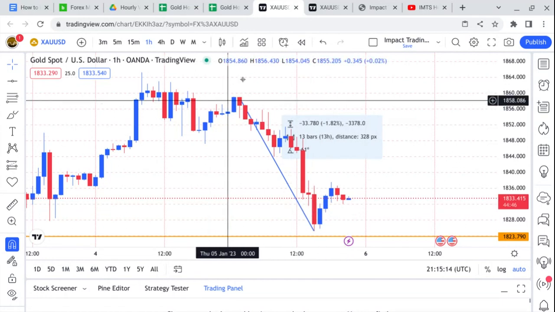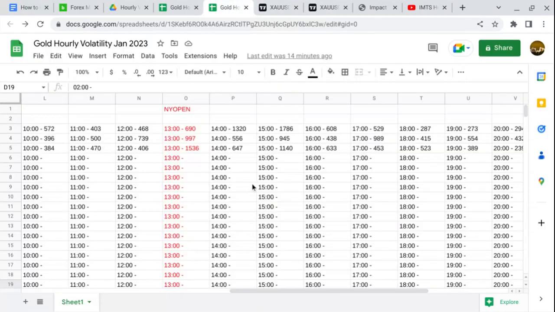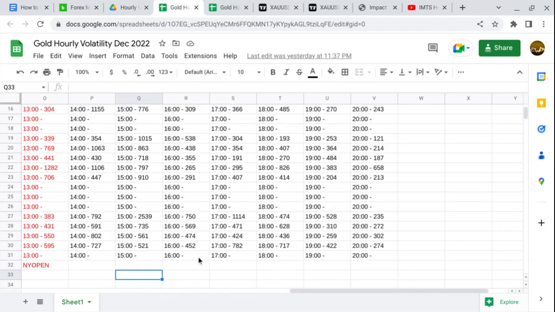Once the 1500 hour, we'll go to our spreadsheet. 1500 on the 4th moved almost 1,000 pips. 1500 on the 1st moved 1,000 pips. Let's see what it did in December. December 30th, 1500, 500, 500, 700, 1500, 2500.